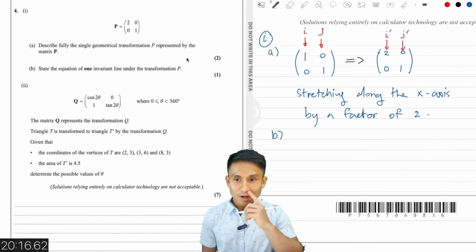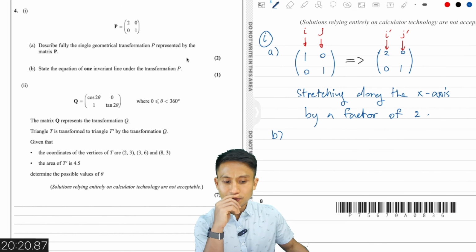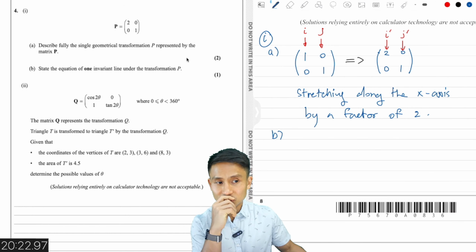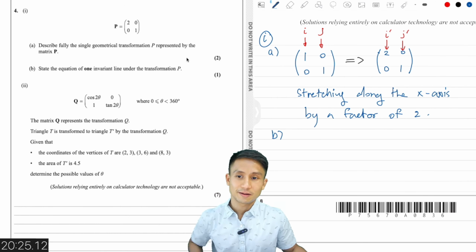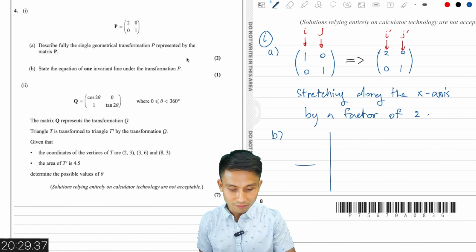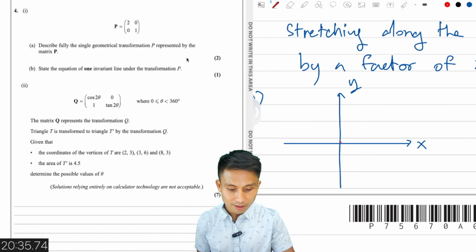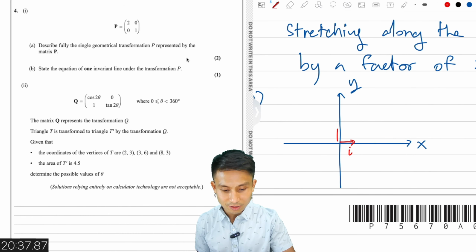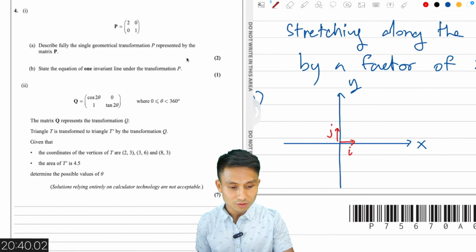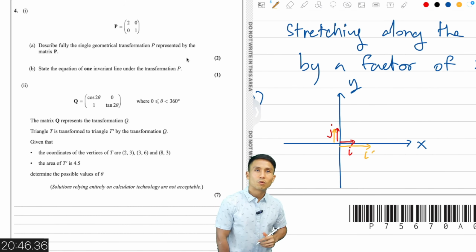State the equation of one invariant line under the transformation P. One invariant line, so the line that doesn't change under this transformation. Well, let's get some drawing here first. Okay, so that's the x, that's the y. We have an i here and a j here. But after the transformation, it becomes like that, i prime, and j remains the same.